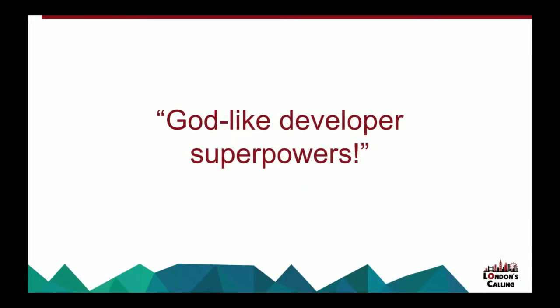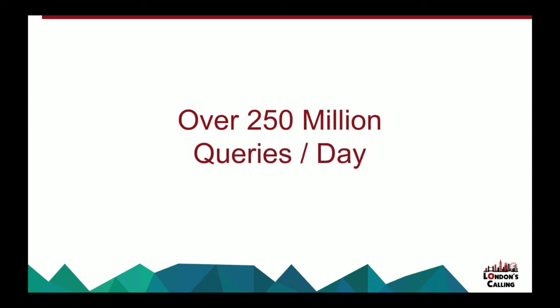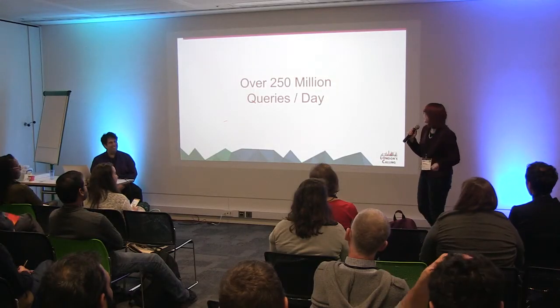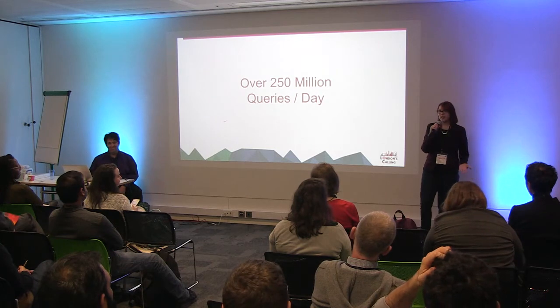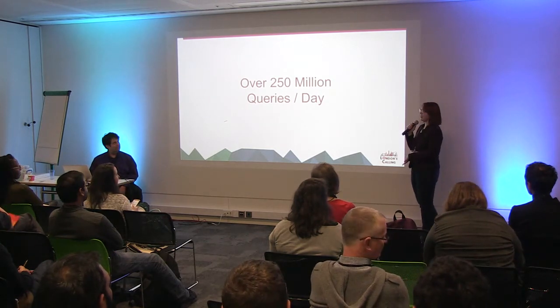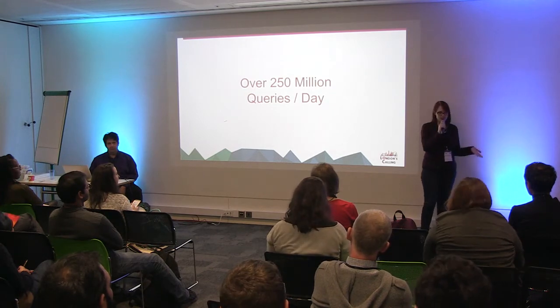These are some Twitter comments we've gotten. They give you godlike developer superpowers. This is my favorite one. The holy freaking grail. But we don't just measure our product success on our Twitter comments. If we did, we'd probably be CTOs by now. But we measure them by metrics and by adoption. And we're really happy to say that custom metadata types are getting over 250 million queries per day on average.